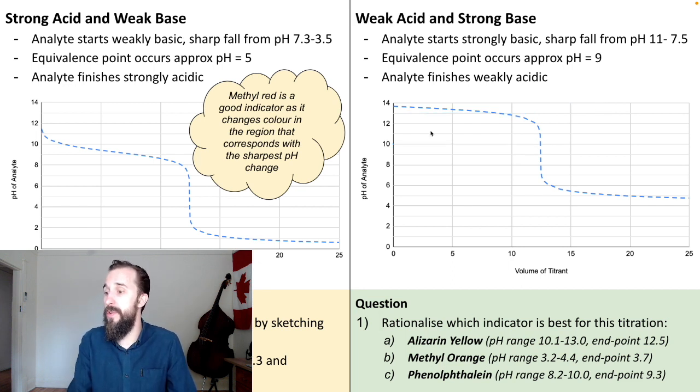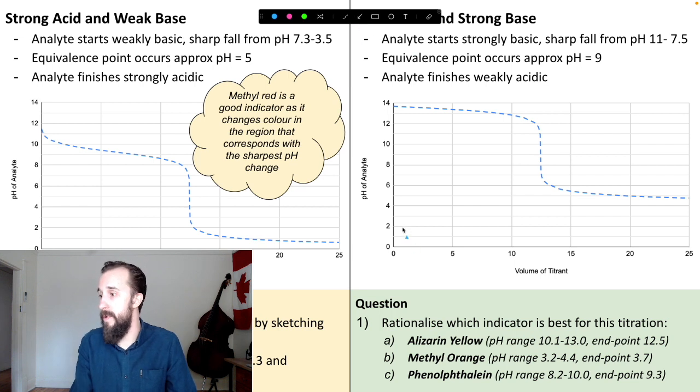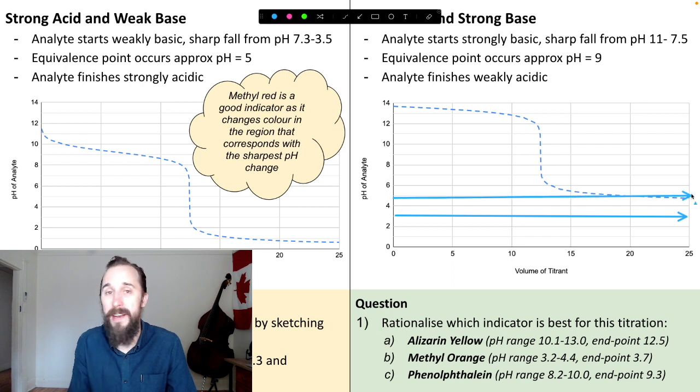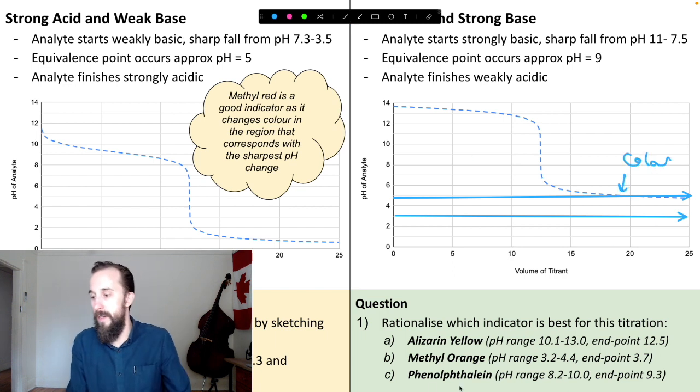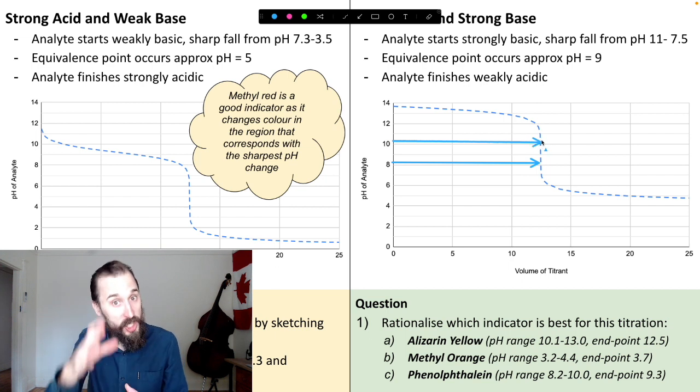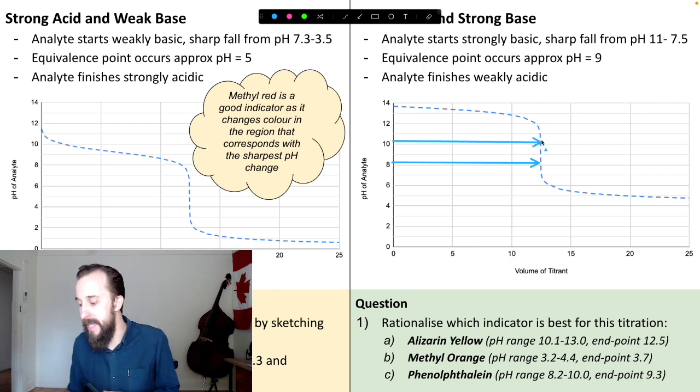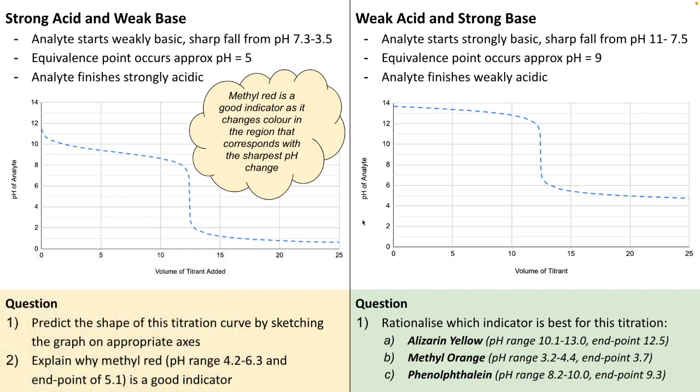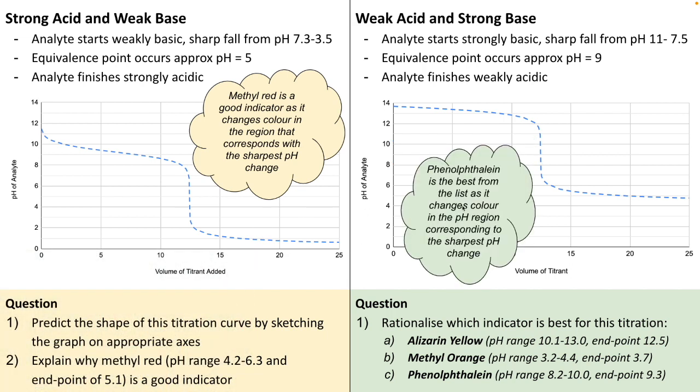Our methyl orange, 3.2 to 4.4. Well, we might not even get to that color change. Well, yeah, maybe right at the end as we've added a lot of acid. But that's well after; we're going to get the color change after the equivalence point. So again, that's not useful. So phenolphthalein between 8.2 and 10.0, look at that. We're right within that sharp drop, which is what we need from the indicator. Fantastic. Phenolphthalein is the best from the list as it corresponds to the pH region of the sharpest pH change.